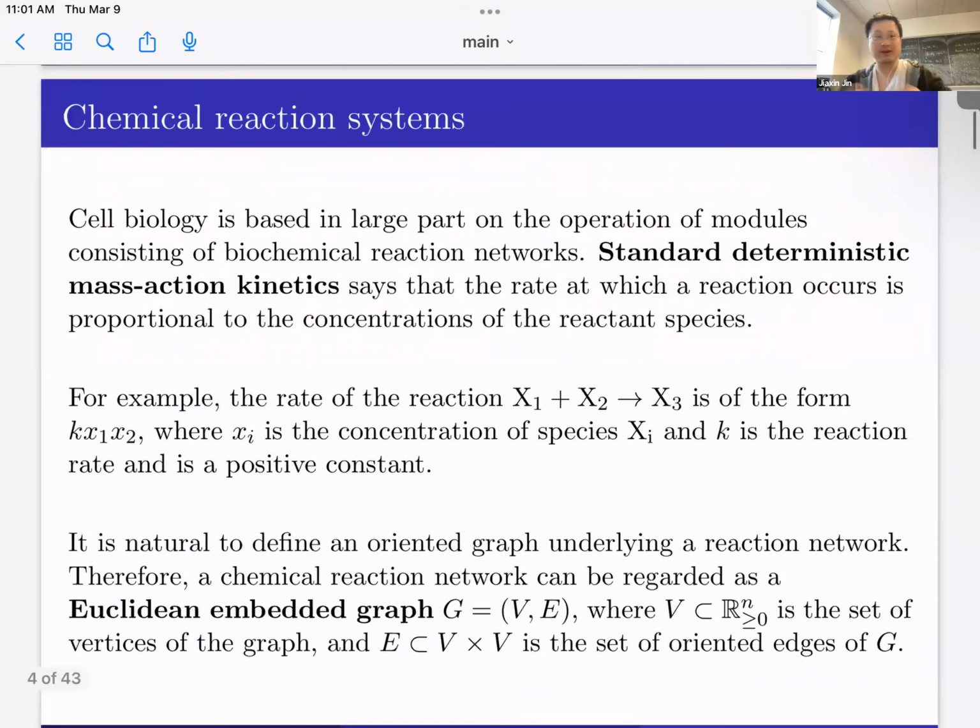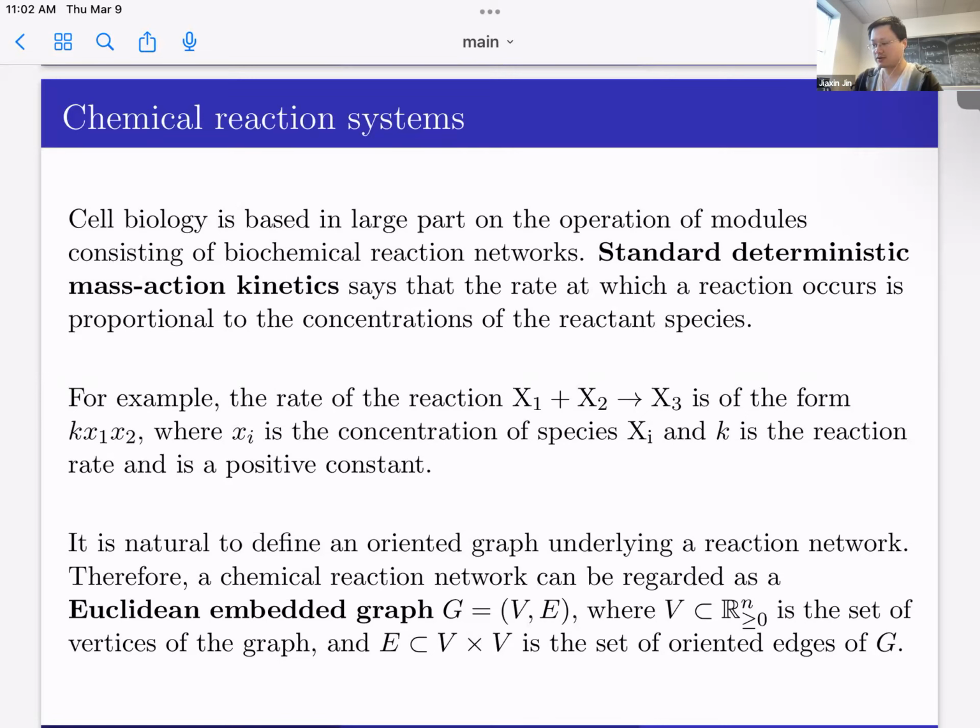I will quickly go through this because I believe everyone here is pretty expert in it. The standard deterministic model of mass action kinetics means that if a reaction occurs, the reaction rate is proportional to the concentration of the reactants. For example, if you have X1 plus X2 goes to X3, then the reaction rate should be X1 times X2 times k, which is the reaction rate constant.